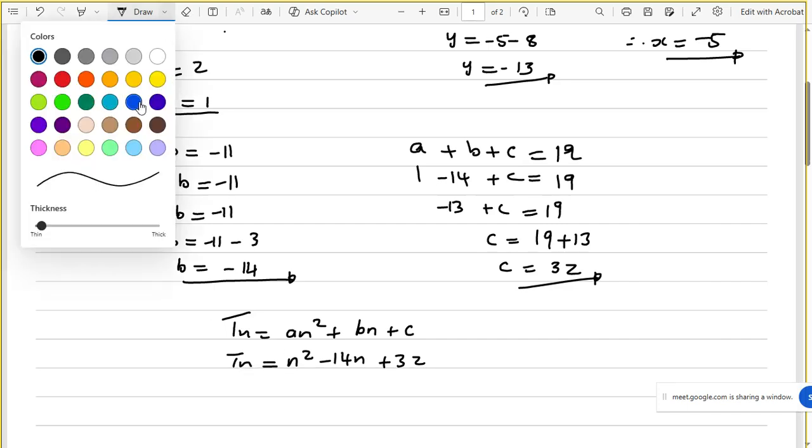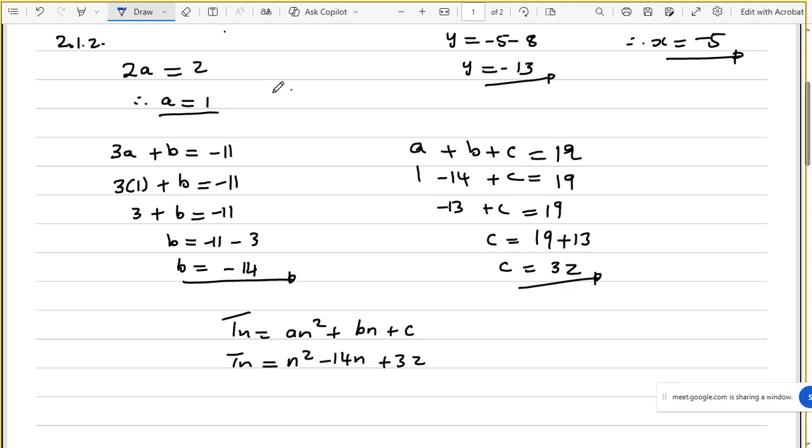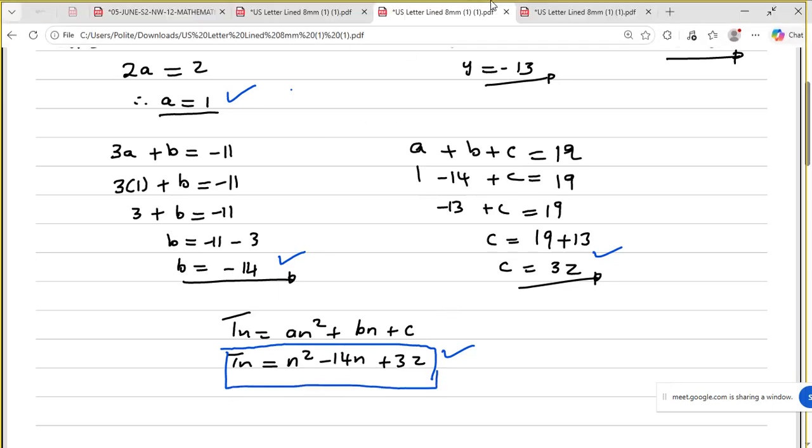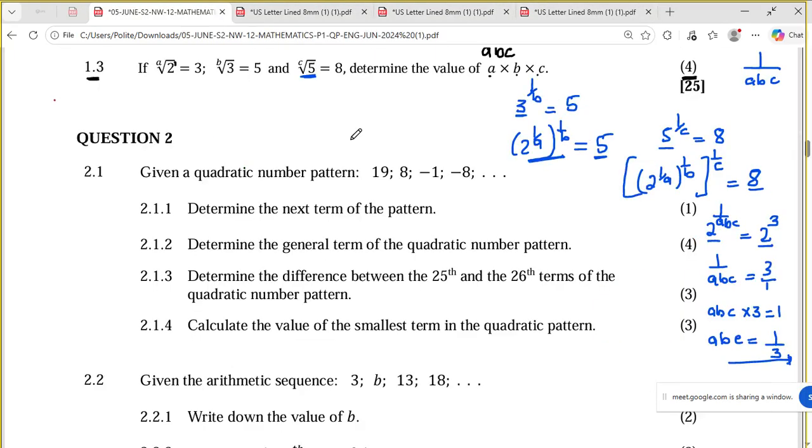So how many marks is this question? 4 marks. So you'll get 1 mark for the value of A, 1 mark for the value of B, 1 mark for C, and 1 mark for the substitution. But this one is very important for the next questions. If you get that wrong, you are in trouble. You're going to donate the marks. Are you all happy with that?